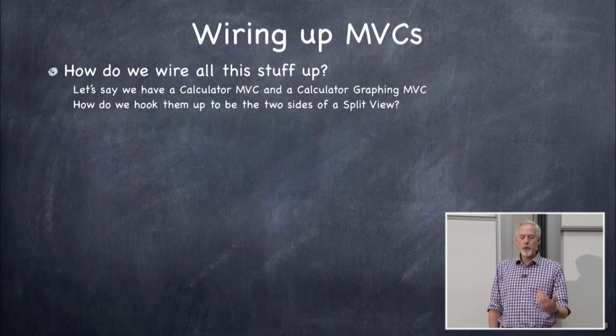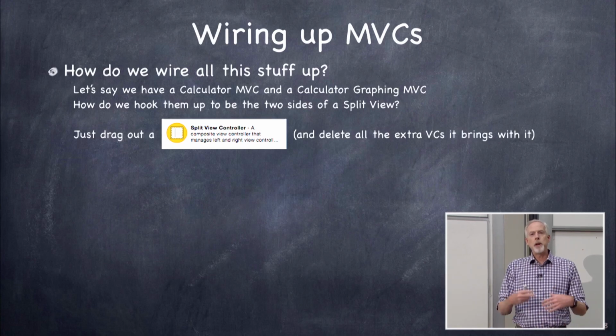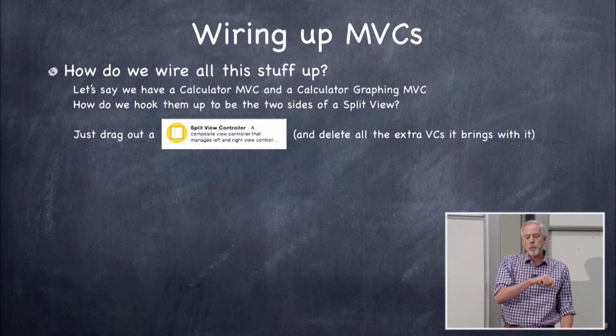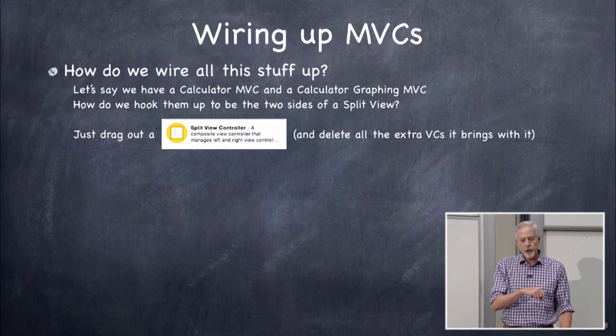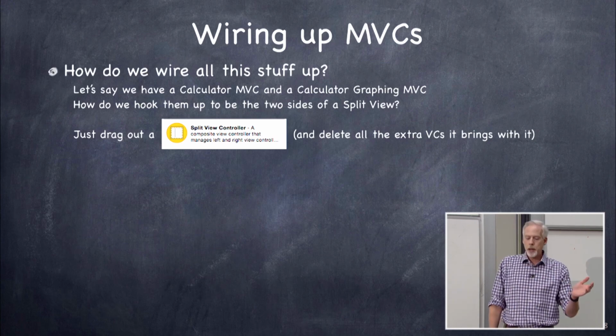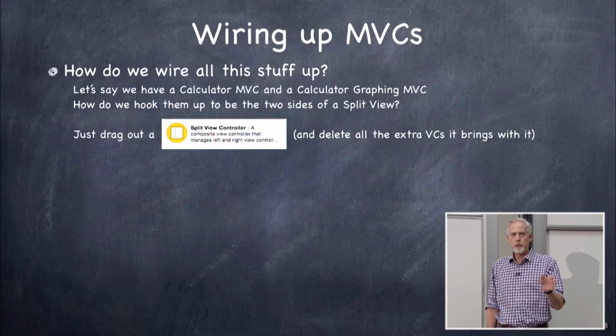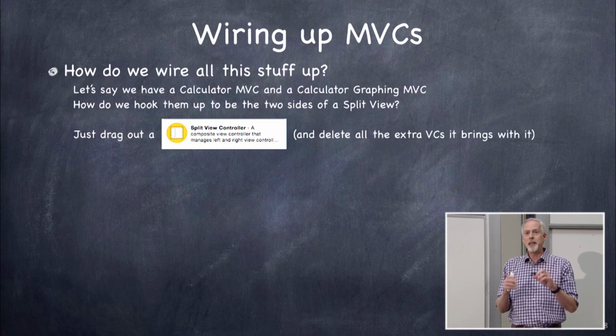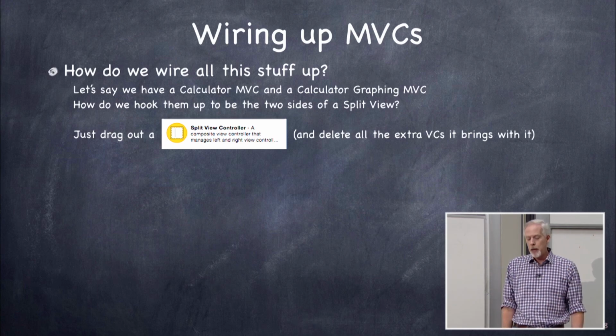So let's look at the example of a split view controller. If I wanted to have a couple of MVCs and set them as the master and the detail in a split view controller, I would just drag out a split view controller from the same place I get a button or something. It'll come with a bunch of extra view controllers, by the way, that it comes with for fun or for free. I'm not sure why it does it. We almost always just delete them.